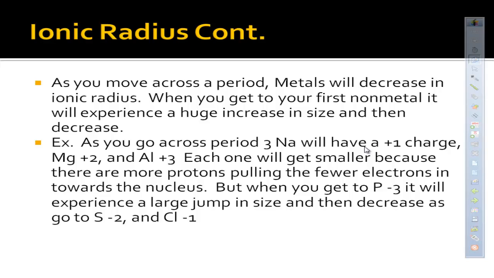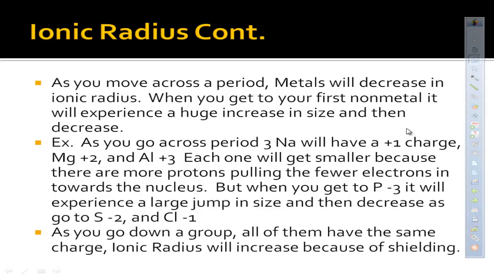So what you're going to notice as you go across a period is the metals, +1, +2, +3, are going to get smaller. And then the minute you get to that first nonmetal that has a negative charge, you're going to have a huge jump in size. And then that size is going to decrease. So it says as you go down a group, all of them have that same charge.